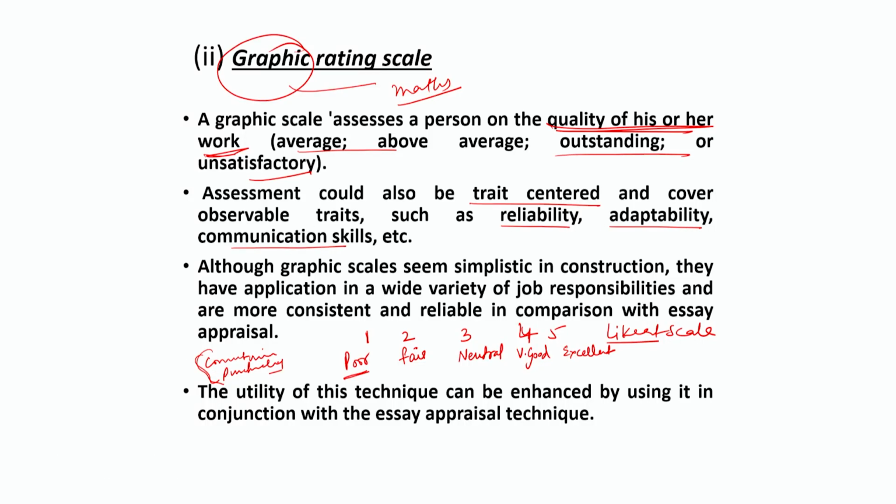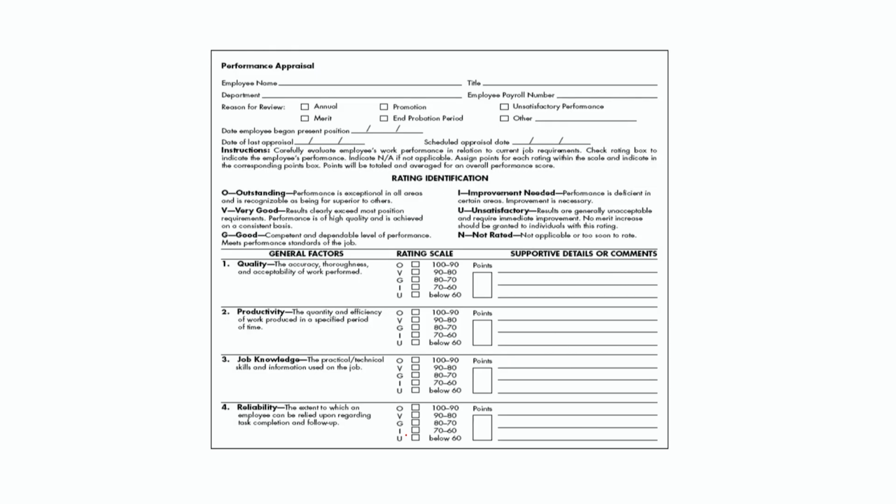So although the graphic scale seems to be very simplistic in construction, it has applications in a wide variety of job responsibilities and is more consistent and reliable in comparison with essay appraisal, the one we just now finished understanding before this. So it has more consistency and reliability. So organizations prefer the graphic rating scale over the essay method. If this method, the graphic rating scale, is used along with the essay appraisal technique, then probably this conjunction enhances the output of these two methods.